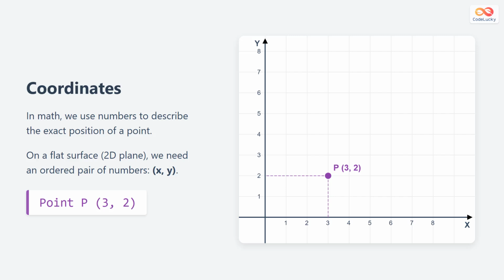How do we describe a location if it has no size? We use math. On a flat surface, we use a coordinate system. By using two numbers, called an x-coordinate and a y-coordinate, we can pinpoint any specific location relative to a center point.